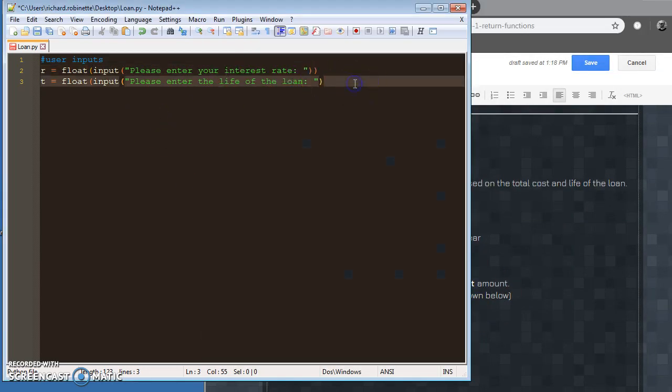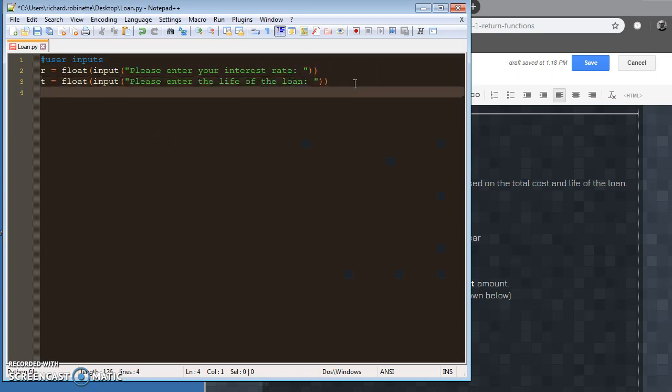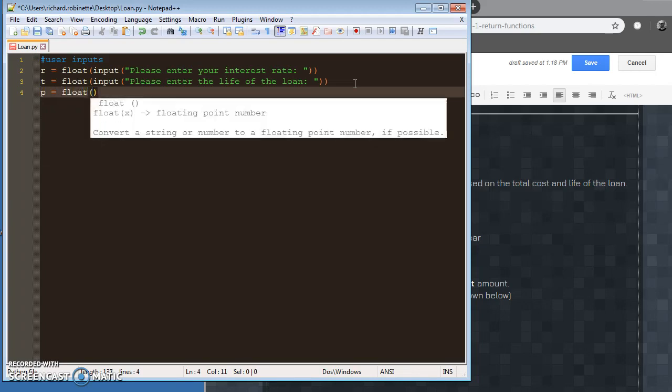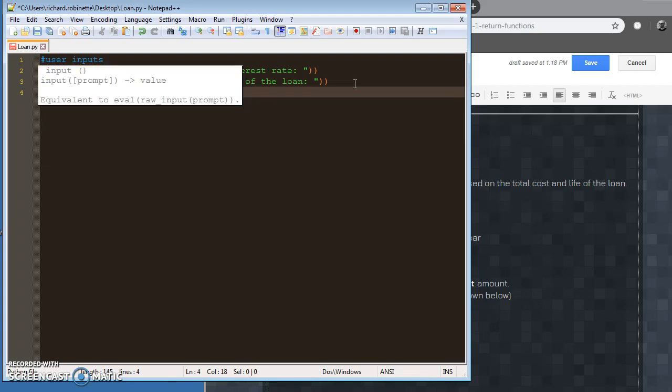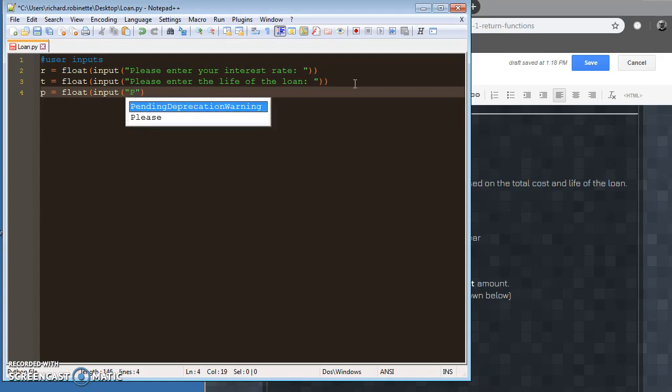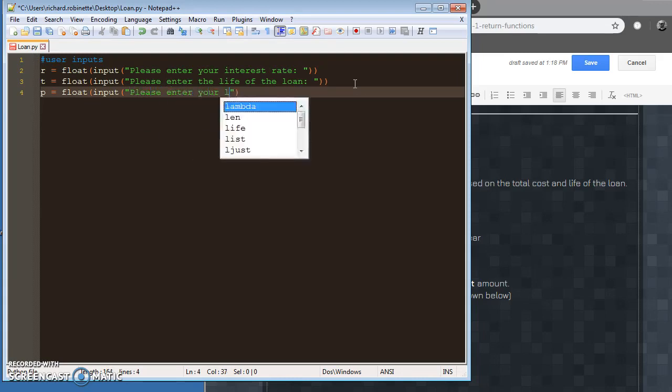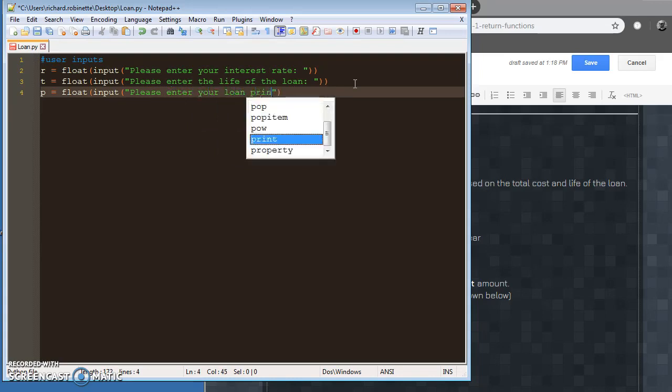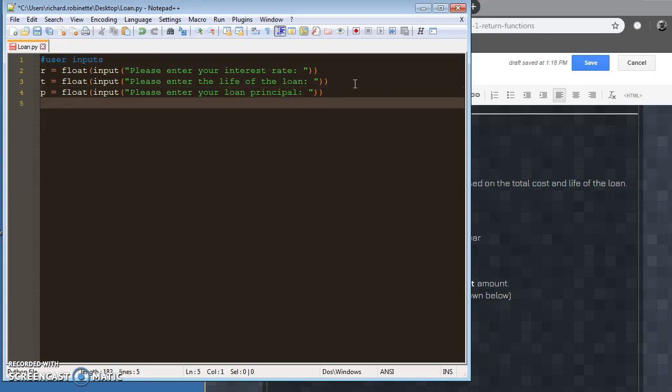Need the principal of the loan. And the principal is how much money are you taking out on the loan? Input, please enter your loan principal. I think that's how you spell principal when you're talking about loans.